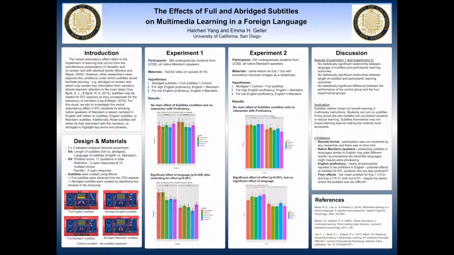But none of the hypotheses were supported by our results. There was no main effect of subtitle condition and no interaction with English proficiency. There was also no statistically significant difference between the learning outcomes of those in the control group and the experimental group. However, in our exploratory analyses, we did find that there was a significant effect of language after controlling for effort as a covariate, where participants who viewed English subtitles performed better on the post-test.